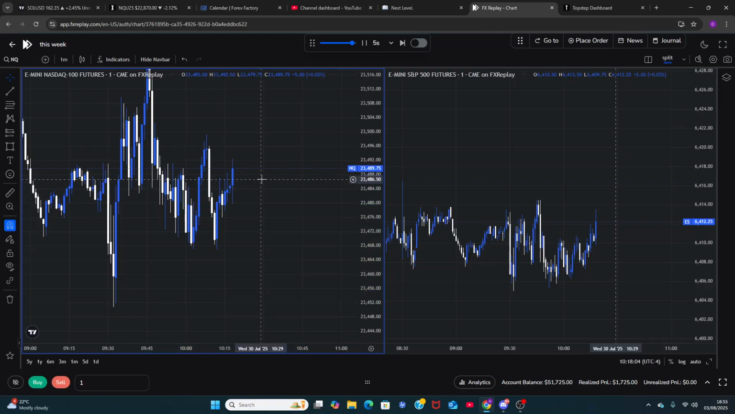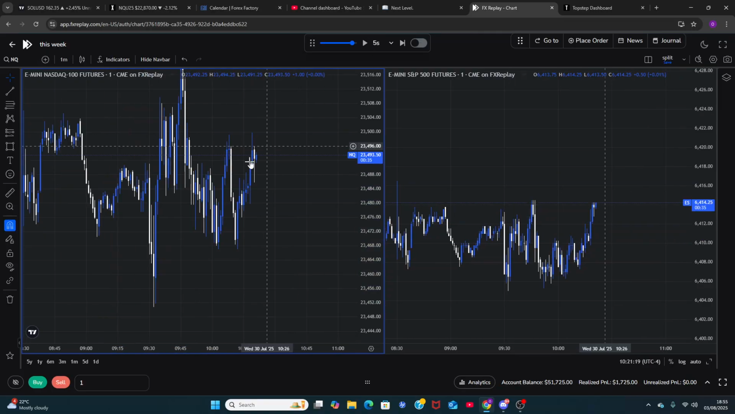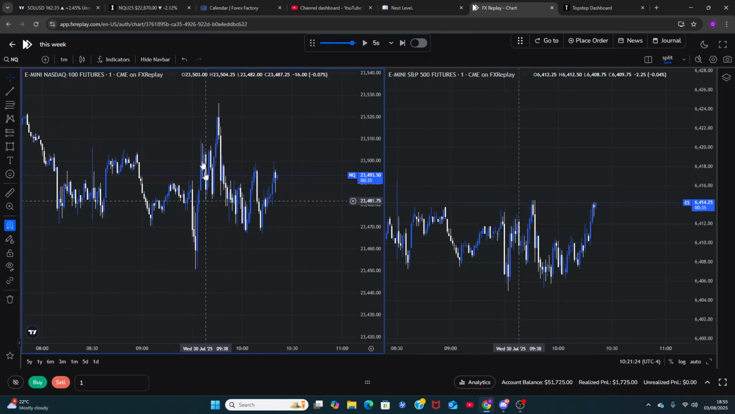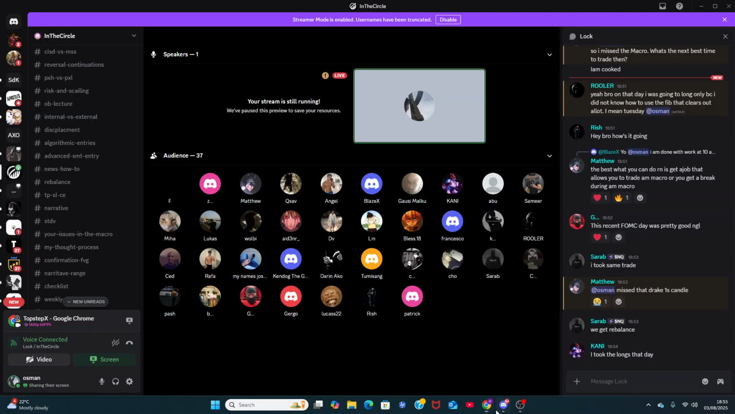But anyways, just don't trade FOMC days. It's not worth it, bro. Just the volatility. Look what price is doing. The optimal trade is at this high or within this little low here, but just don't bother.